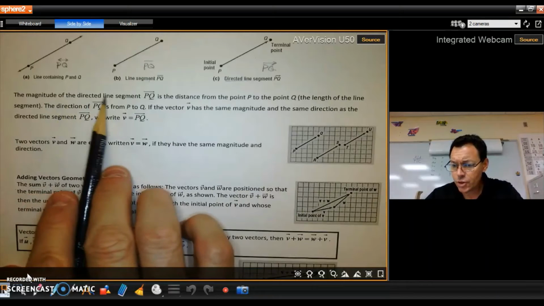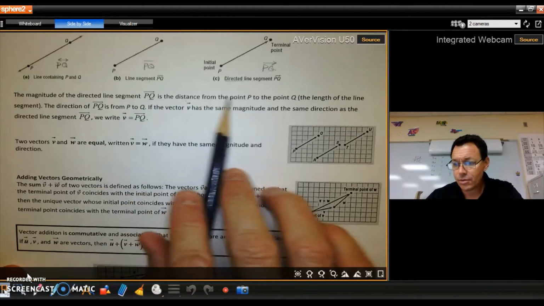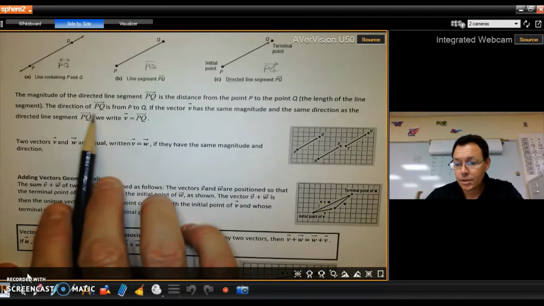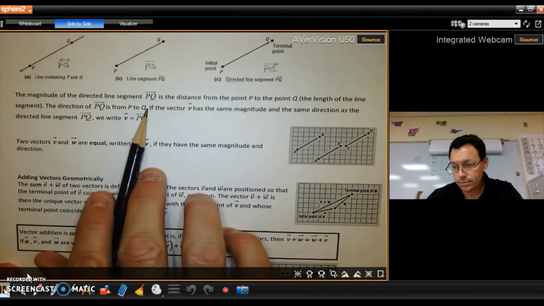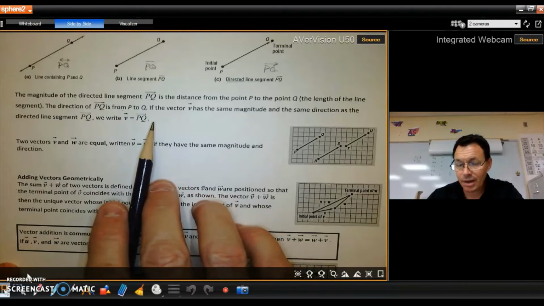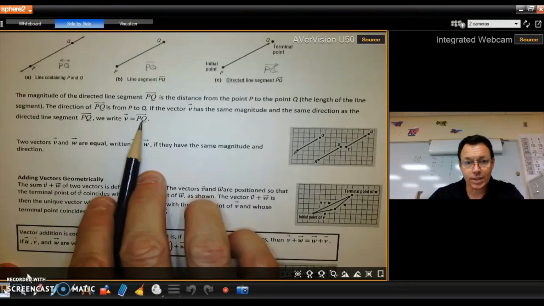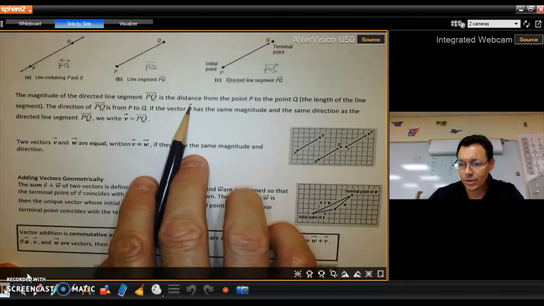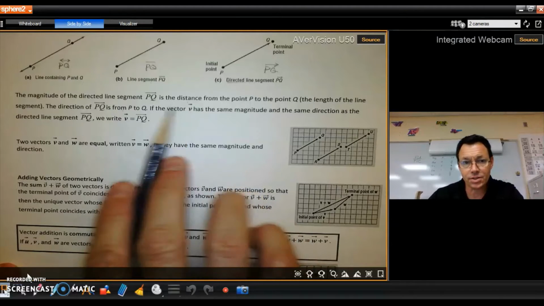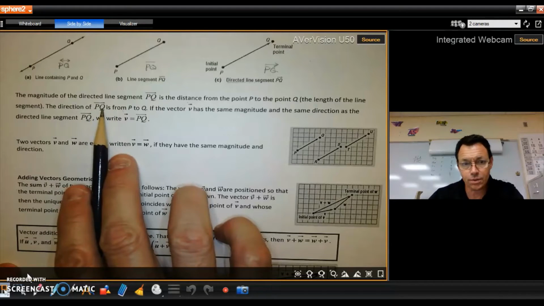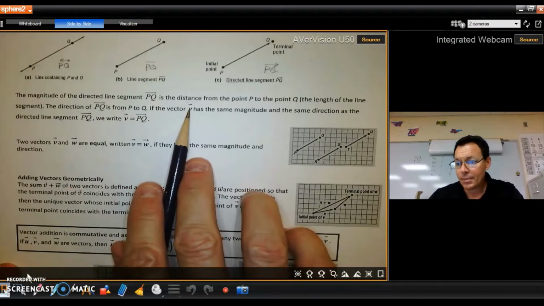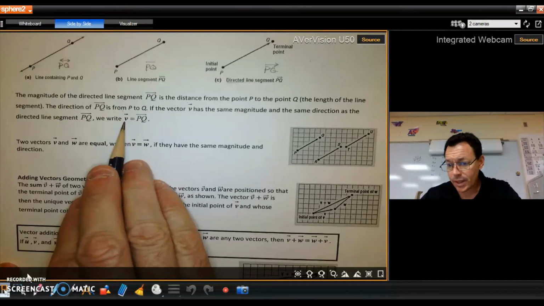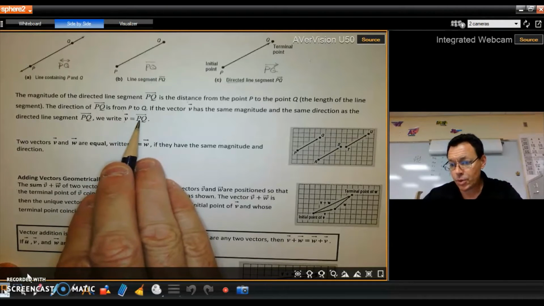The magnitude of the directed line segment is the distance from point P to point Q. So it's the length of the line segment. The direction of PQ is from P to Q. A lot of times when we talk about vectors, so this is a directed line segment, we just use a lowercase letter with a little arrow on top. So this is vector v. So this is directed line segment PQ. This is vector v. And if they're the same, then we could just call this a vector. We could say vector v is equal to PQ.